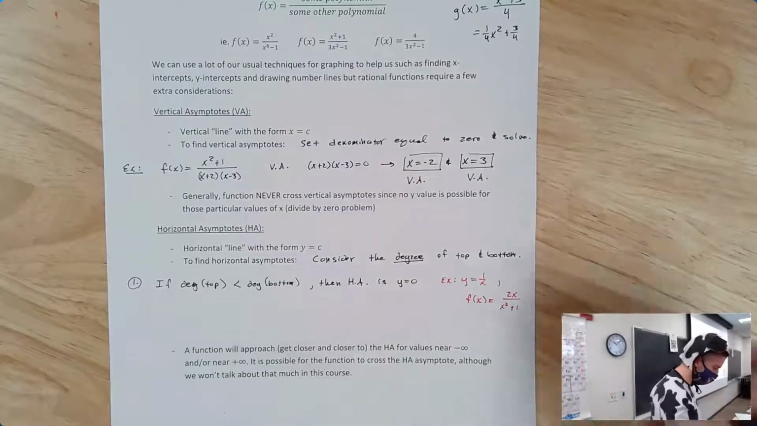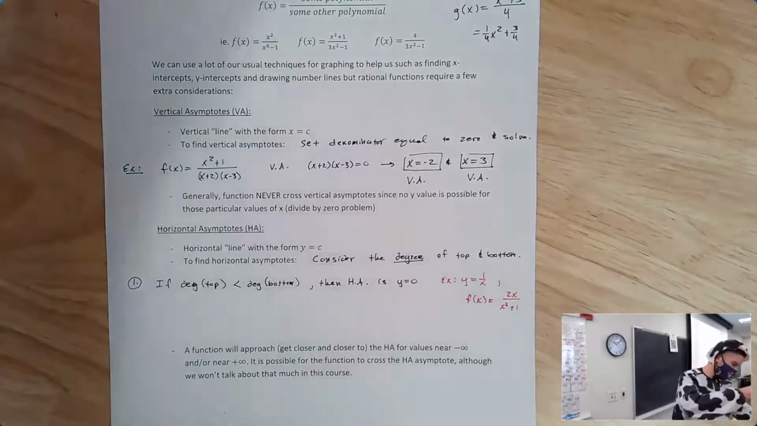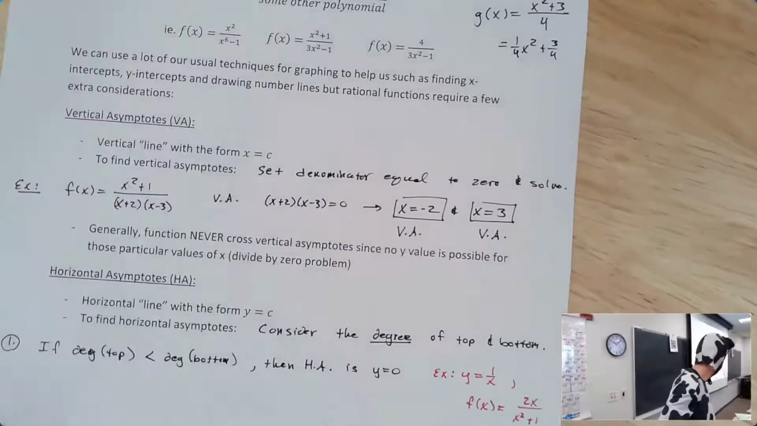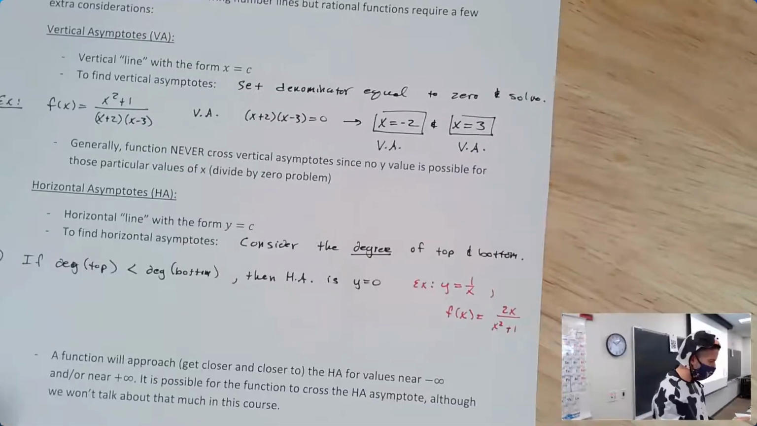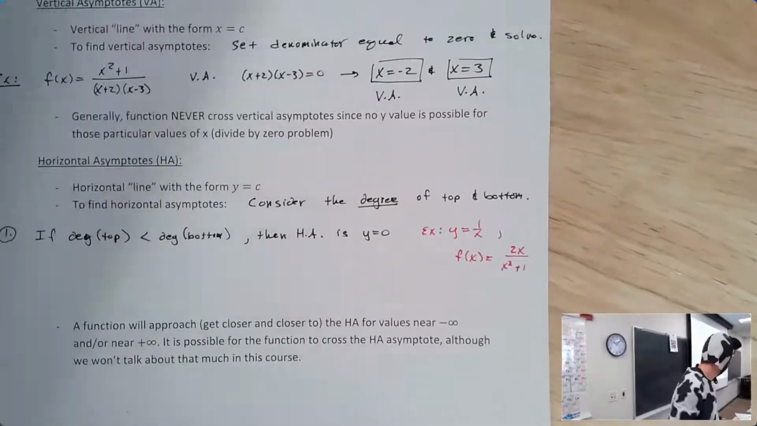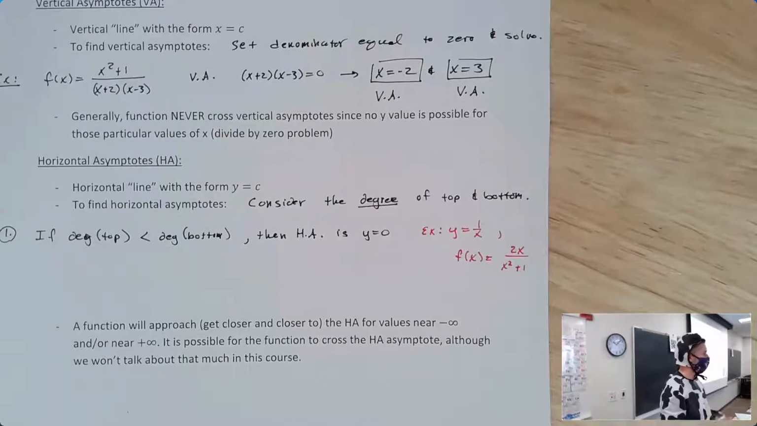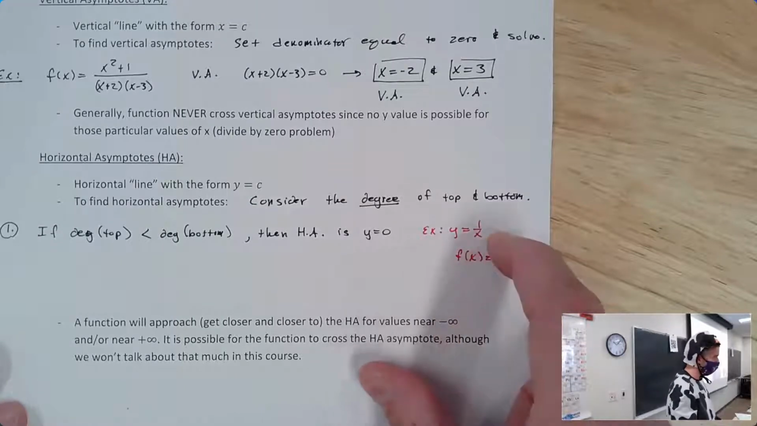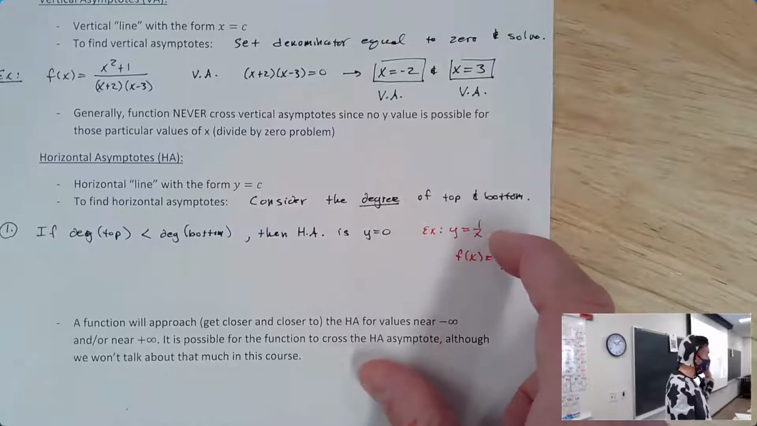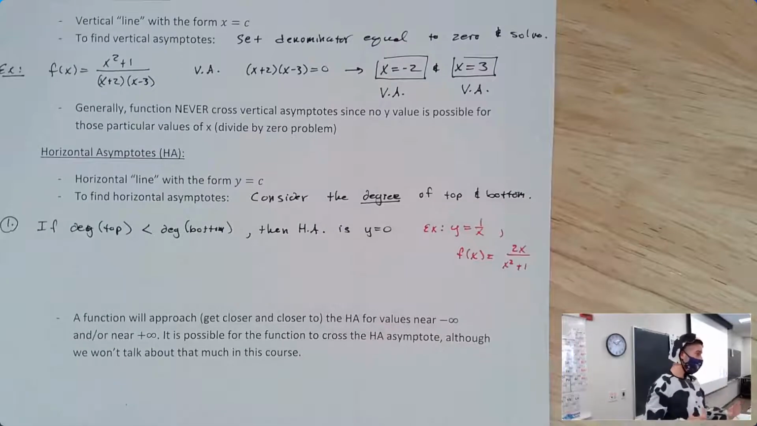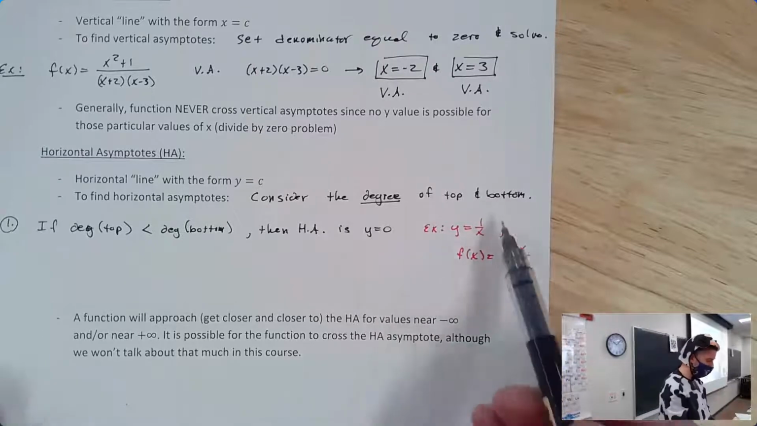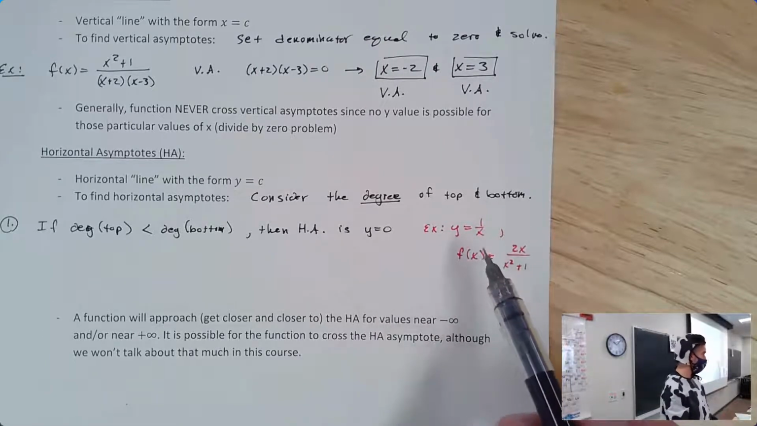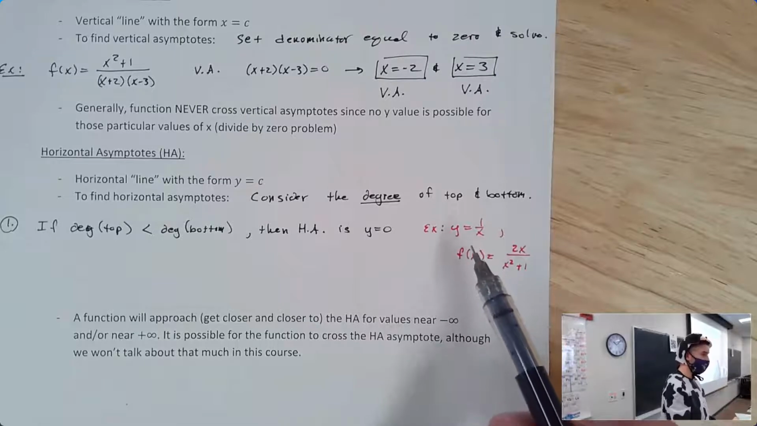For this first example, y equals 1 over x, what's the degree on top? That's tricky. Let me ask you. For x, what's the degree on the bottom? 1. So what's the degree on the top? 0. Right? There's no x's. There's 0 x's. The degree is 0. The degree on top is less, and we've definitely seen this function before. Y equals 1 over x. It for sure has a horizontal asymptote of y equal to 0.